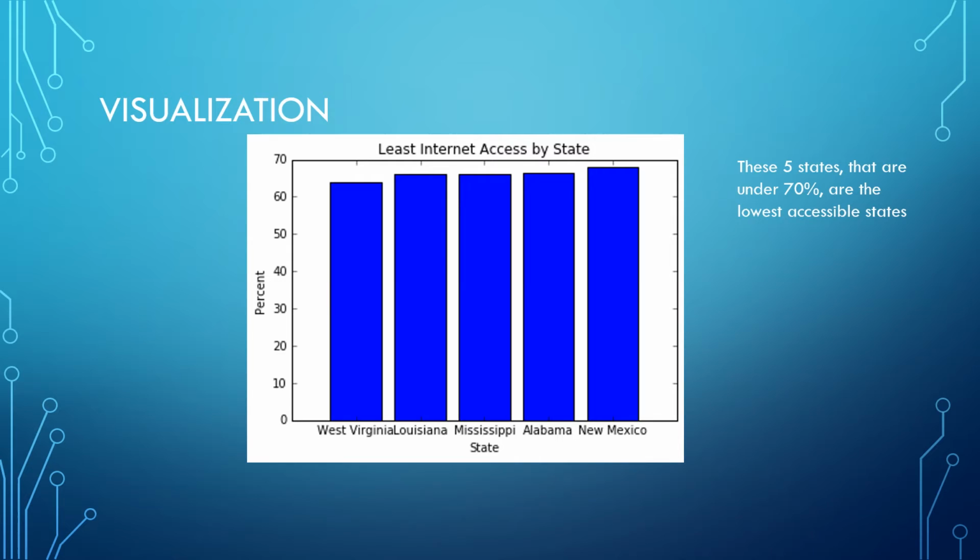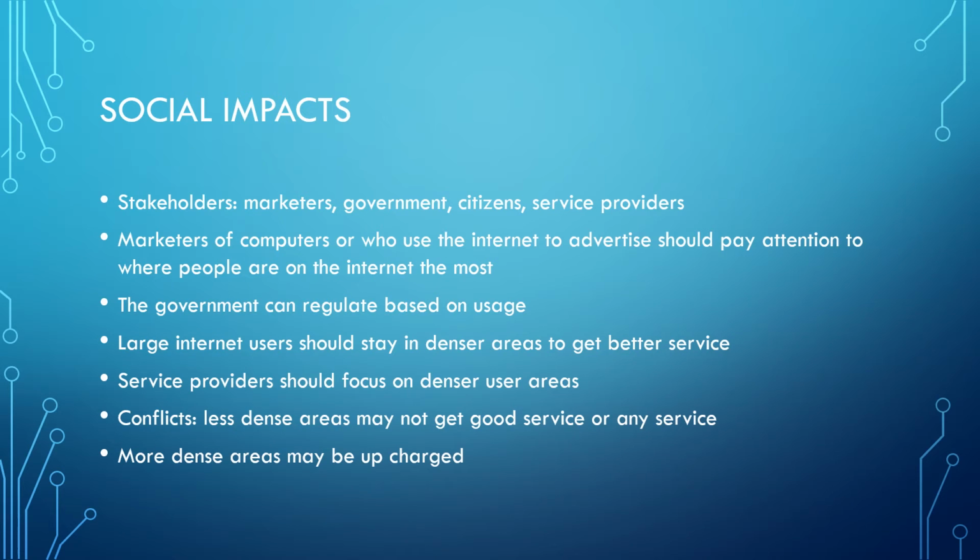As you can see, West Virginia, Louisiana, Mississippi, Alabama, and New Mexico all have the lowest internet access, which they had under 70% of. These three queries and visualizations could have some social impacts. It could affect marketers, government, citizens, and service providers.